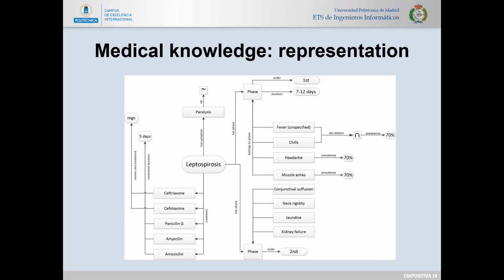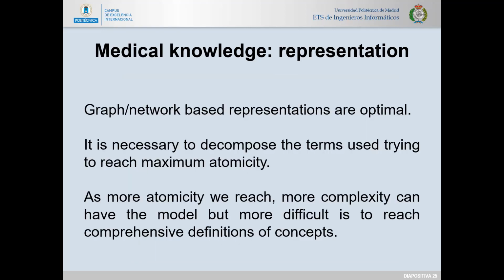When we are talking about modeling, the modeling depends on how you see the world, okay? And it's very common that different people see the world in a different manner. So this is something to consider. It's not the only one, but it's one that I think can be useful or potentially reliable. So this is an example of how we can represent knowledge. In this case, the graph network-based representations are optimal in my opinion, but we need to decompose the terms trying to reach the maximum atomicity possible. With more atomicity, the model can have more complexity, but it is more difficult to reach a comprehensive definition of the concept. The reality is that the more atomicity, the more in depth we are going, okay?